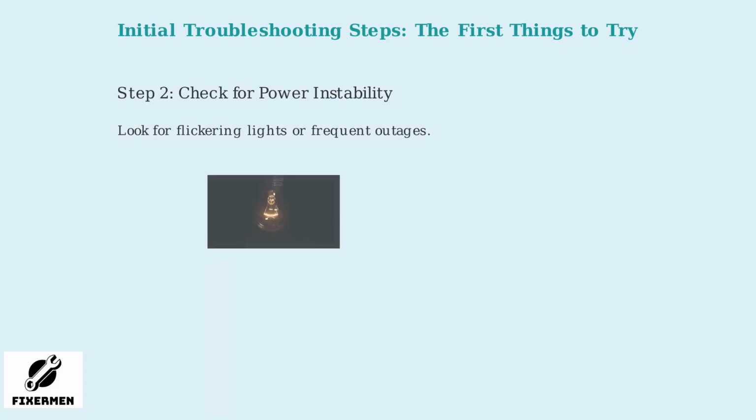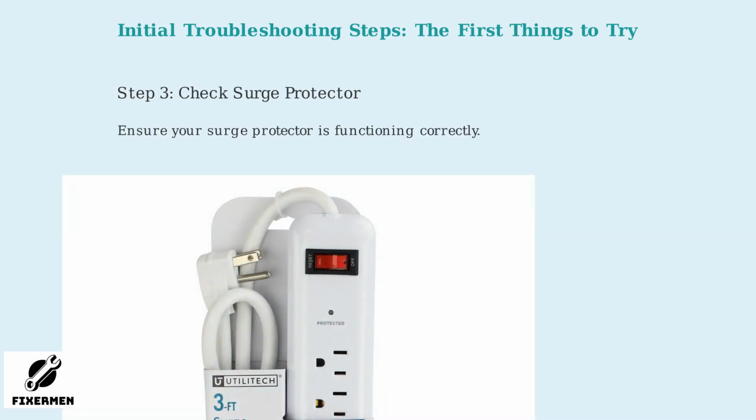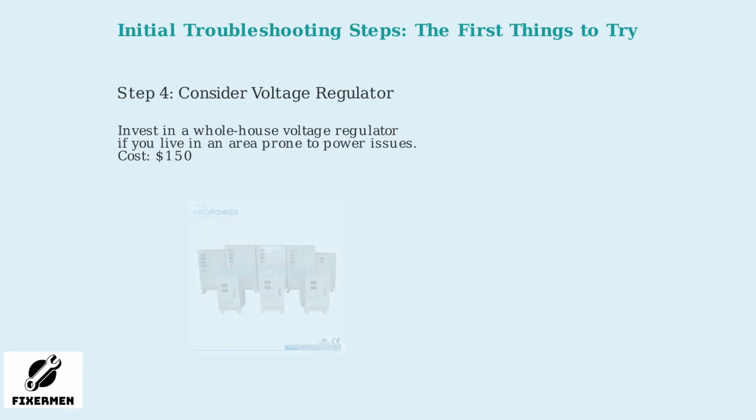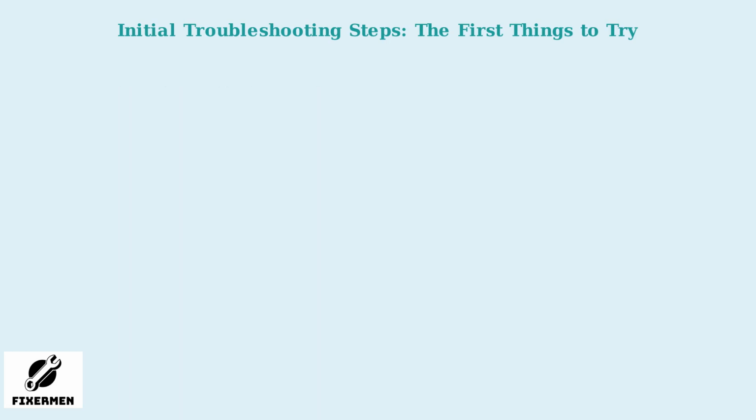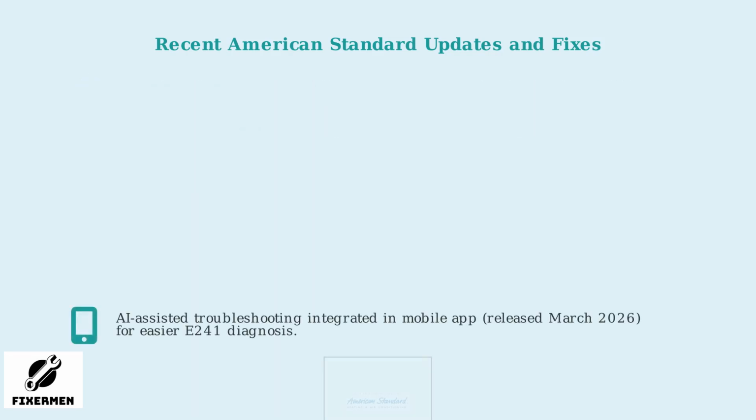Next, check for any signs of power instability, such as flickering lights or frequent outages. Then, ensure your surge protector is functioning correctly. Finally, consider investing in a whole house voltage regulator, especially if you live in an area prone to power issues. This costs about $150.